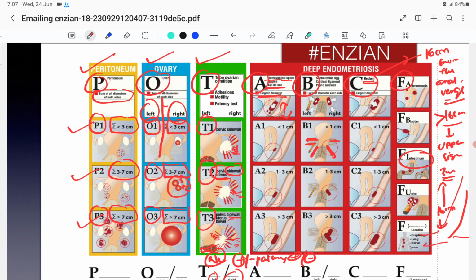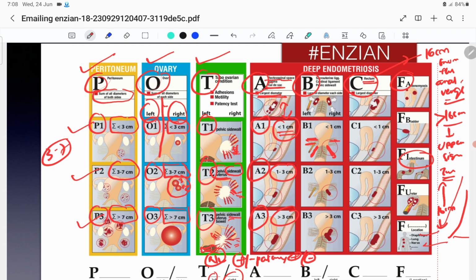So, again, compartment A is the rectovaginal space or vagina or cul-de-sac. B is your uterosacral ligament, and cardinal ligament, pelvic side wall. C is your rectum. Again, A is divided into A1, A2, A3, depending on the lesion size. Less than 1 centimeter is A1, 1 to 3 centimeters is A2, more than 3 centimeters is A3.